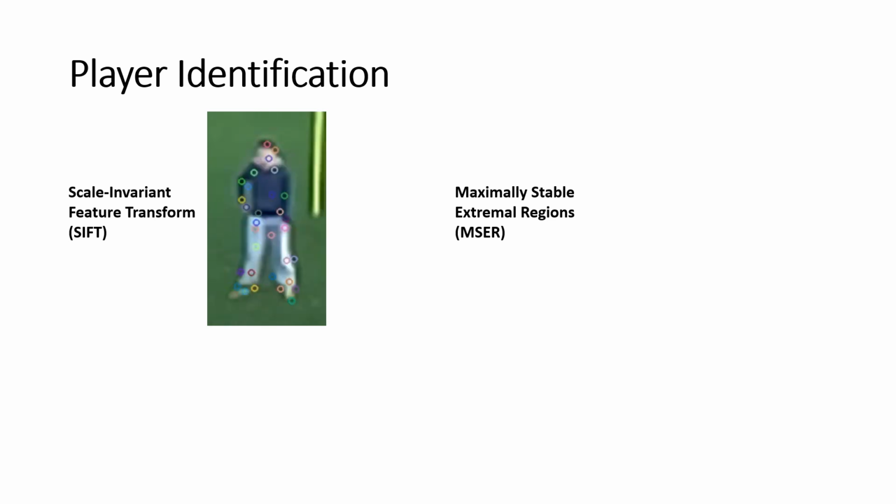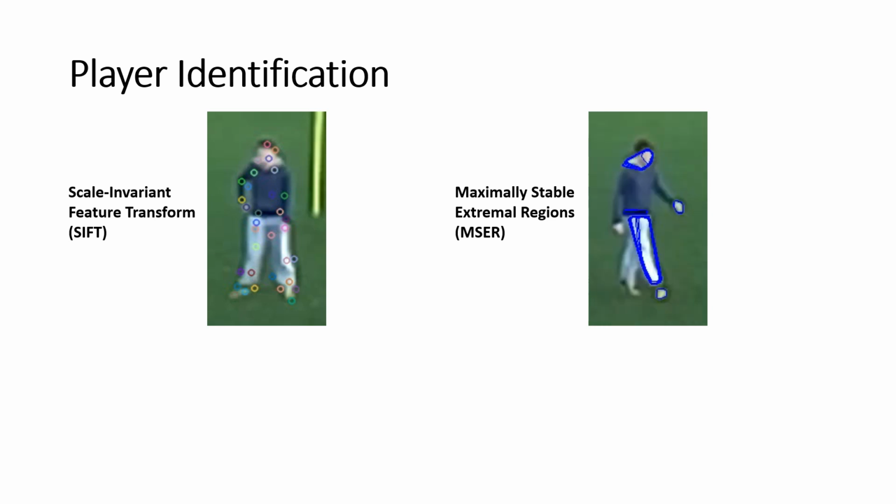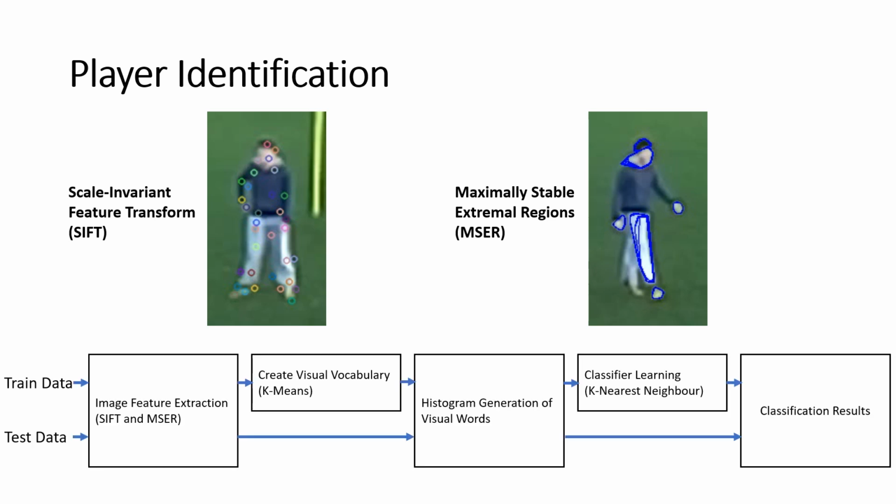The MSCR algorithm detects regions in images whose intensity values are different to that of their surroundings. Multiple thresholds are applied to the image, and areas that remain visible after each threshold are considered. Then the following process is carried out for the SIFT and MSCR features separately.